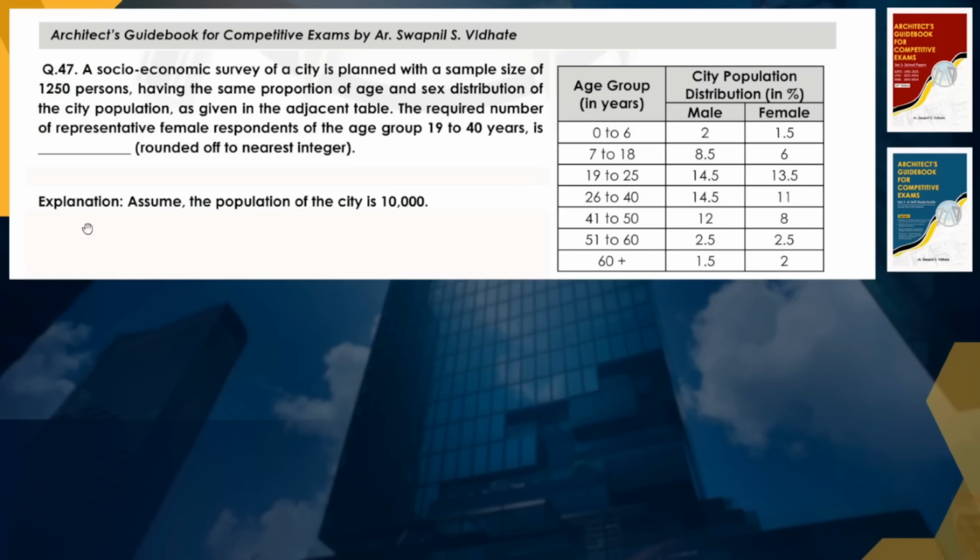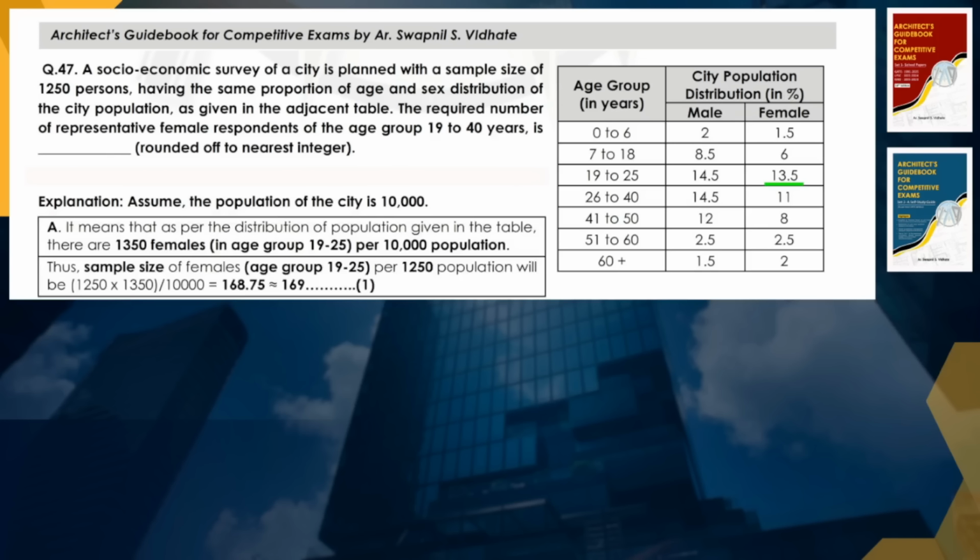So we'll first assume that the city population is 10,000, right? We'll just assume that it is 10,000 because they have provided the city population distribution in percentage. We can assume any figure here. So as per the distribution of population given in the table, there are 13.5% female population in the age group of 19 to 25. So what does it mean? If the population is 10,000, 13.5% of this population will be 1350. So there are 1350 females in the age group of 19 to 25 per 10,000 population.